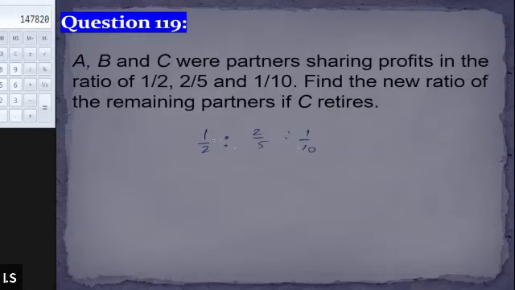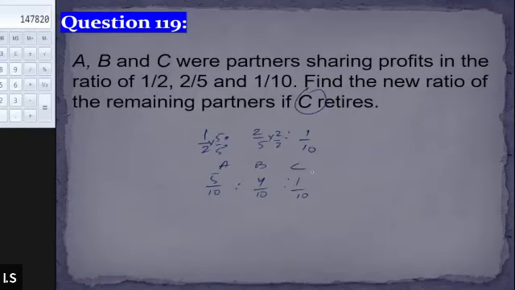Just to equalize their bases, let's multiply 1/2 by 5, 2/5 by 2. Okay, so we will get 5/10 is to 4/10 is to 1/10, right? Everyone? This is the existing ratio of the partners. And the question is saying that one of the partners retires out of the firm. Who is retiring? C is retiring. That means this is the ratio of A, B, and C.